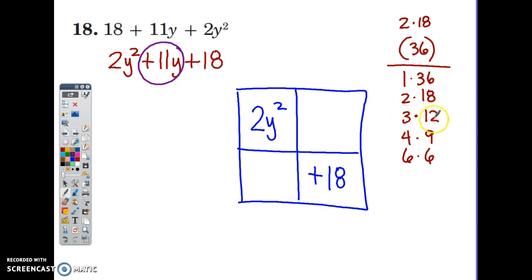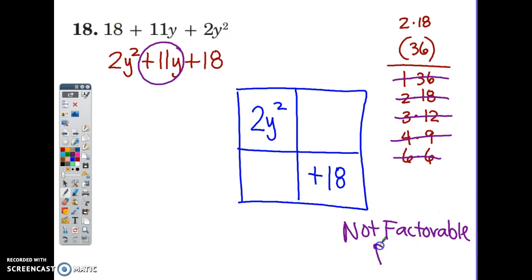3 and 12, when you add them, that gives you 15. When you subtract them, that gives you 9. 4 plus 9 is 13. When you subtract them, that's 5. 6 plus 6 is 12. I need 11. So that's not it. These two, when you add them, it gives you 20. When you subtract them, it gives you 16. None of them work. This is not factorable. It's prime.